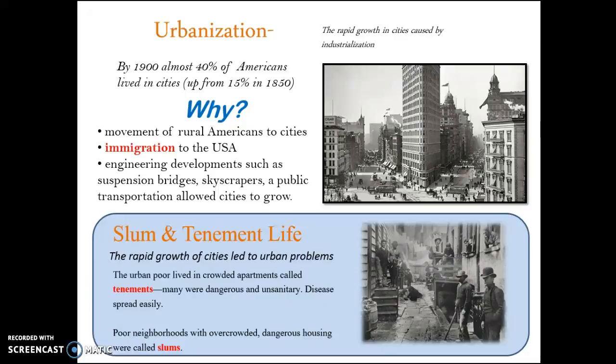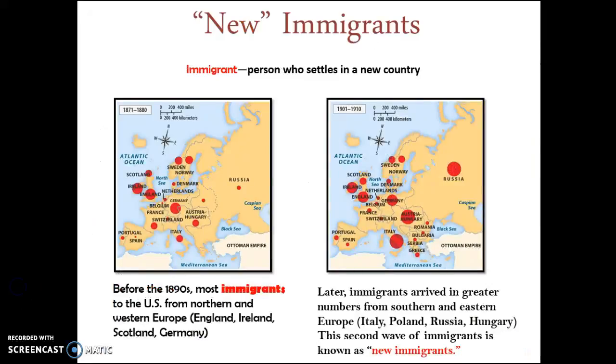The rapid growth of cities led to urban problems. Anytime you see urban, I'm talking about city. The urban poor lived in crowded apartments called tenements. Many were dangerous and unsanitary. Disease spread easily. Poor neighborhoods were overcrowded. Dangerous housing was called slums.